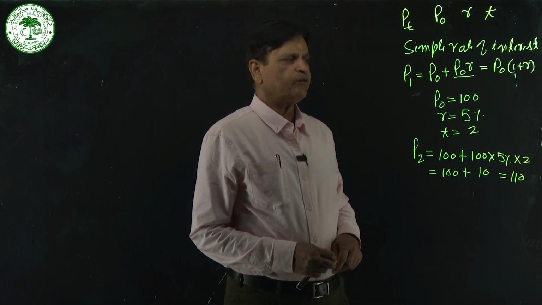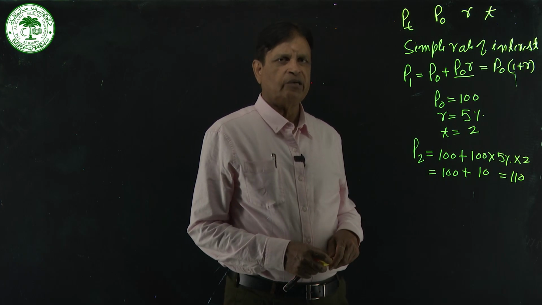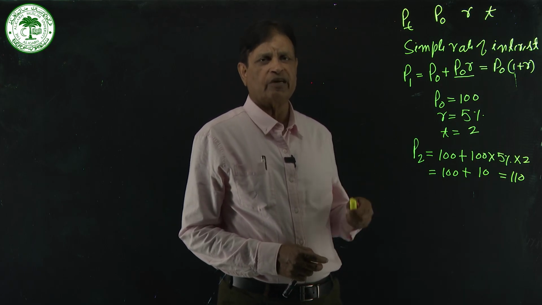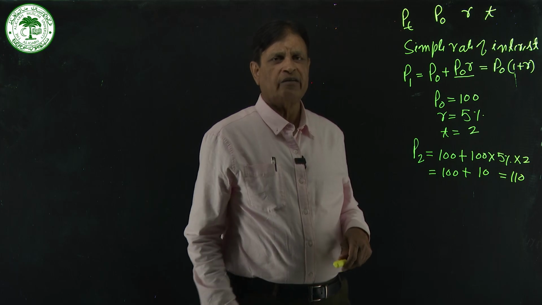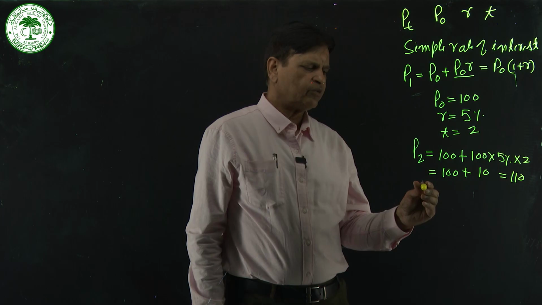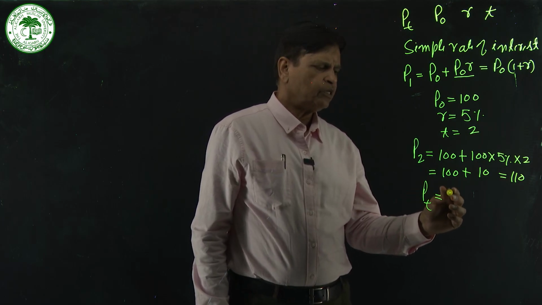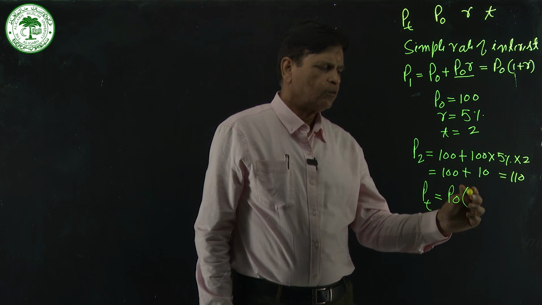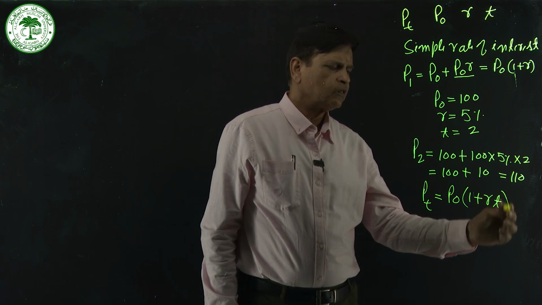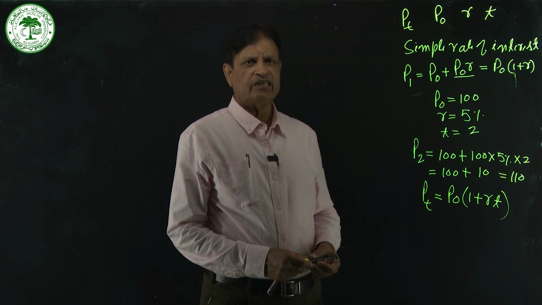That is, if you deposit for 1 year, you will get 105 after 1 year. If you deposit for 2 years, you will get 110. If you deposit for 3 years, you will get 115. So therefore here we see the formula is very simple: Pt is equal to P0 (1 plus R multiplied by T). This is how we calculate simple interest.